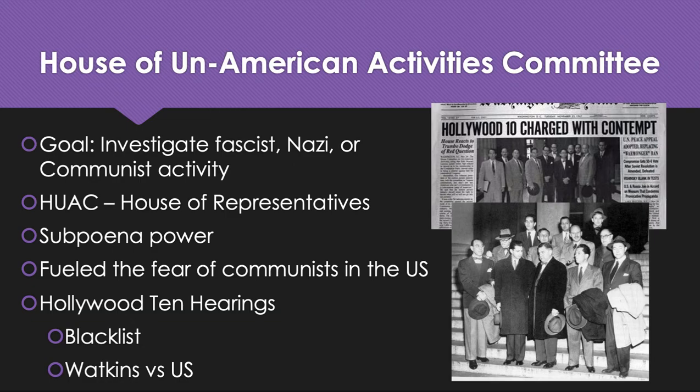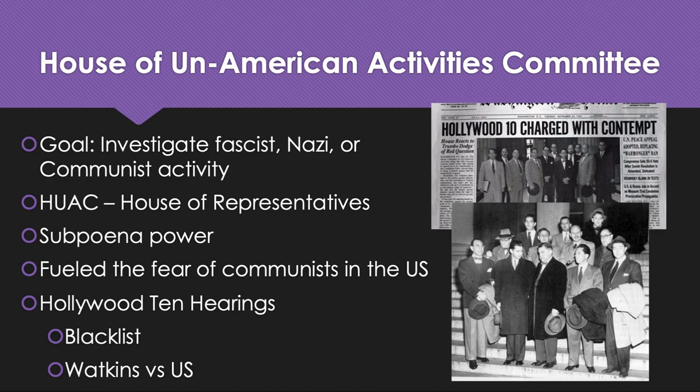But when we look at HUAC during the time of the Cold War, it kind of goes way far left from what it was created to do. Now, the House of Representatives is going to run this committee in search of communists in the United States. And it kind of looks like a trial, okay? You have representatives on that committee that will interview people to try to investigate communism in the United States.